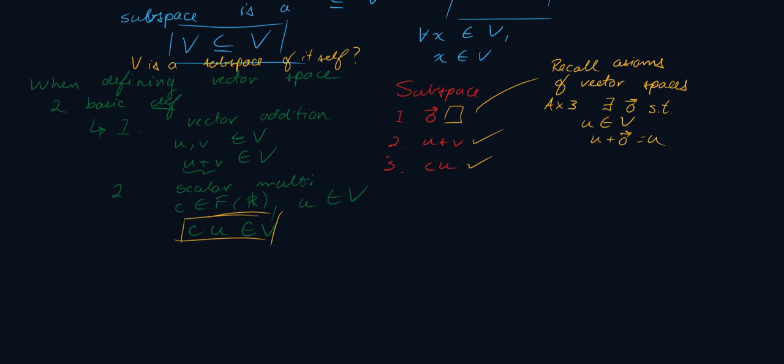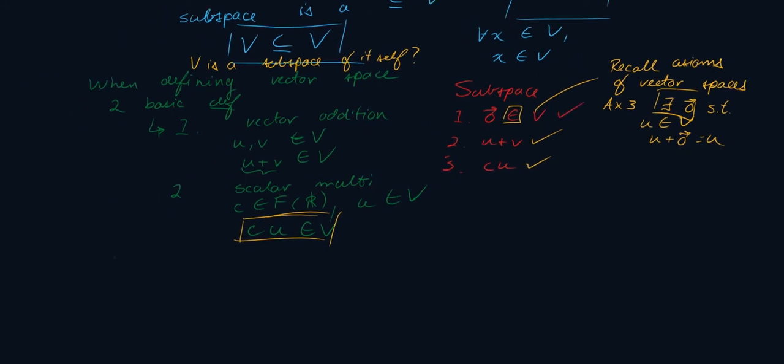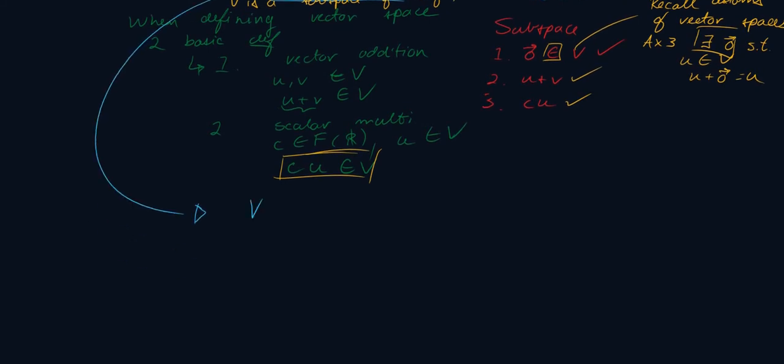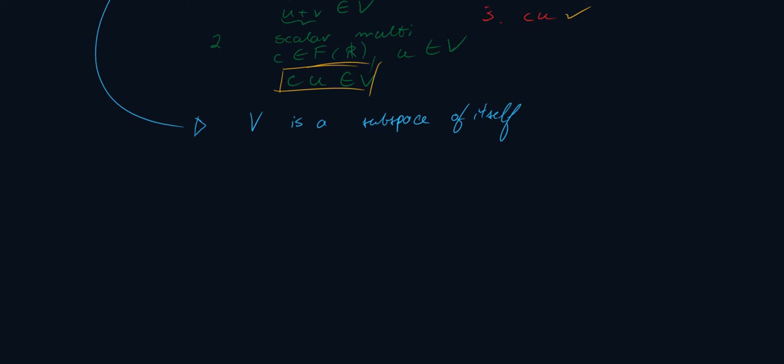But that means that if there exists a zero vector, the zero vector does belong to V. So this is also checked. So in fact, what we can conclude from this is that V is a subspace of itself. Now this might seem a bit arbitrary and a bit abstract, because I'm dealing with V and not an actual vector space. But let me give you an example of a real vector space.